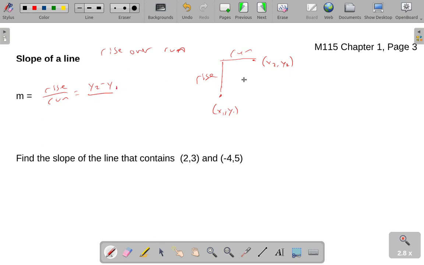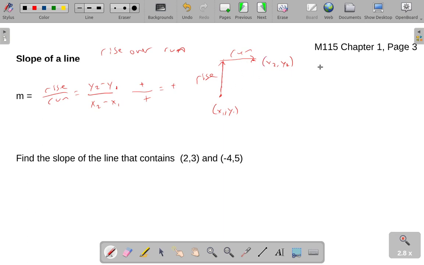All right, and then for the denominator here, for the run, we're going to do the same thing, but with the x coordinates. It's going to be x2 minus x1. Now, actually, it doesn't matter which one of these points I called my first point and which one I called the second point. In this situation, it looked like I went up and to the right. So, since I went up, my rise was positive. And since I went to the right, my run was positive.